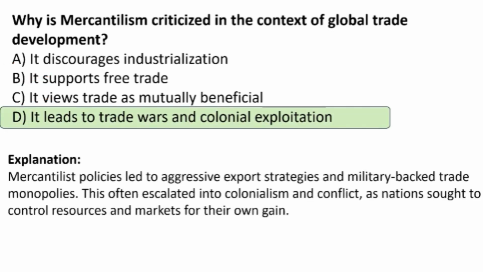See, mercantilist policies led to aggressive export strategies and military-backed trade monopolies. Correct. This often escalated into colonialism and conflict as nations sought to control resources and markets for their own gain. Okay, so when these policies were strictly followed by the countries, that is why trade wars happened and colonial exploitation also happened. Clear?